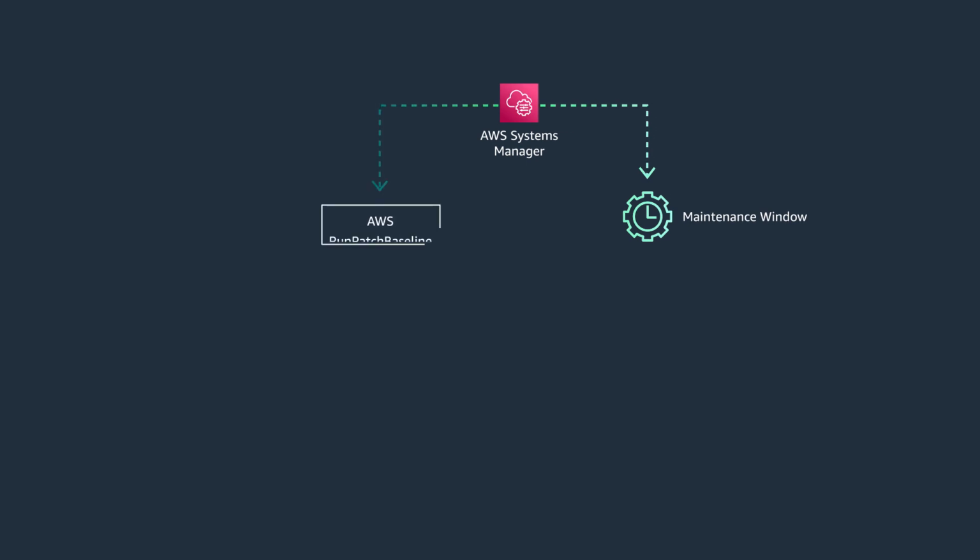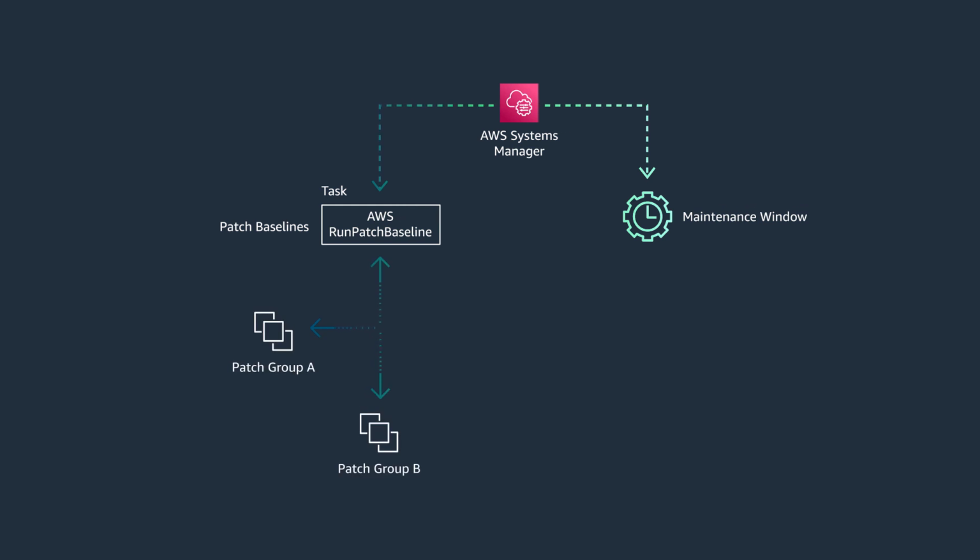SSM Patch Manager has a predefined patch baseline that approves all patches classified as critical updates or security updates, with a severity of critical or important. A patch baseline defines which patches should or shouldn't be installed on your instances. You can specify approved or rejected patches, or use auto-approval rules to ensure that certain types of updates, like critical updates, are automatically applied to your patches.